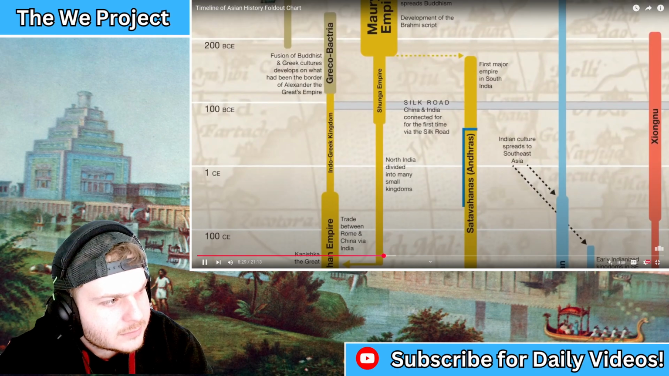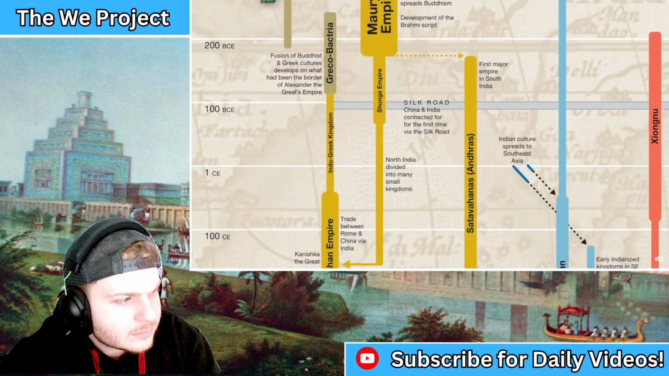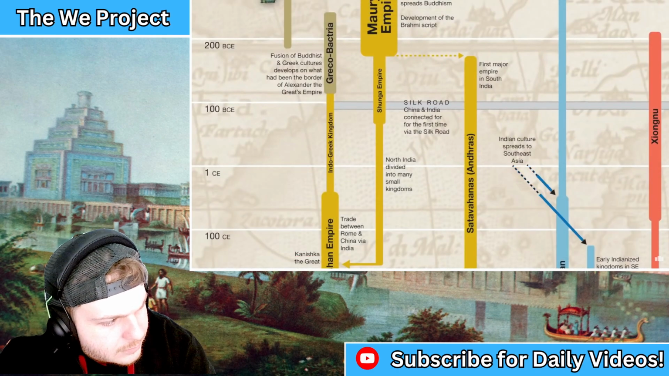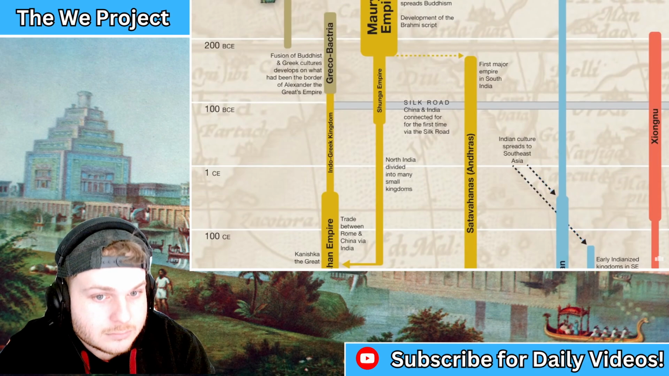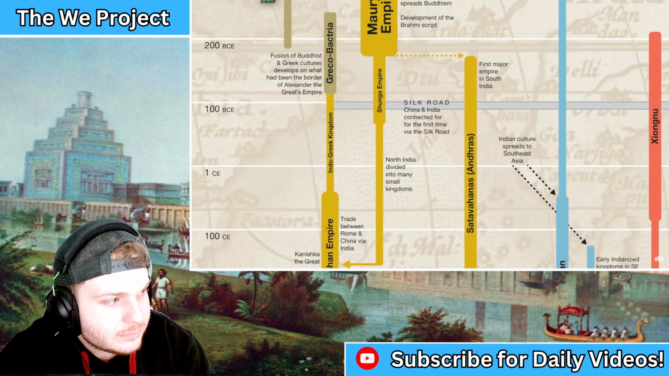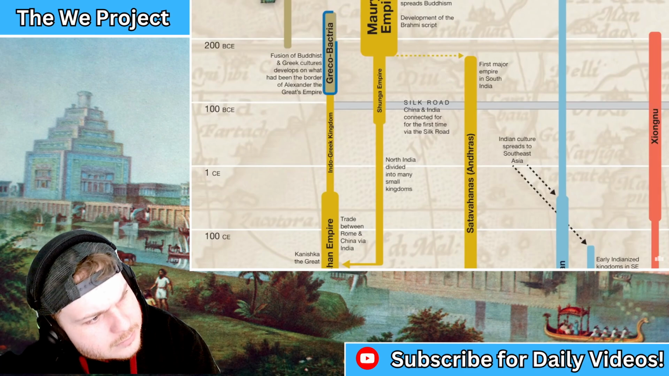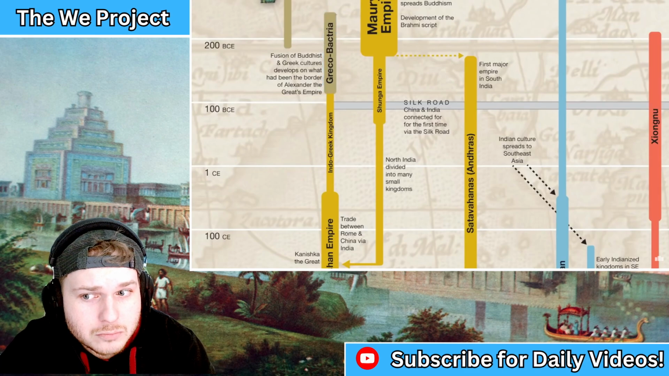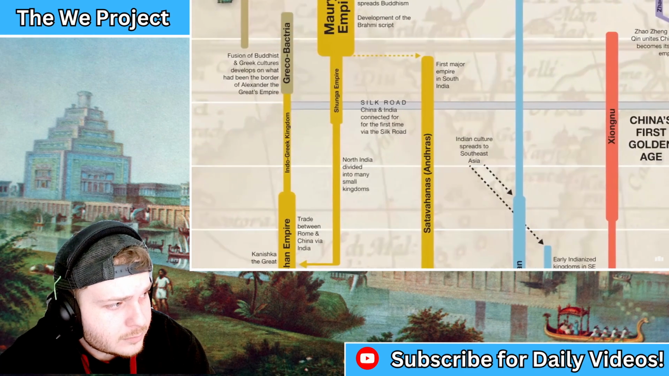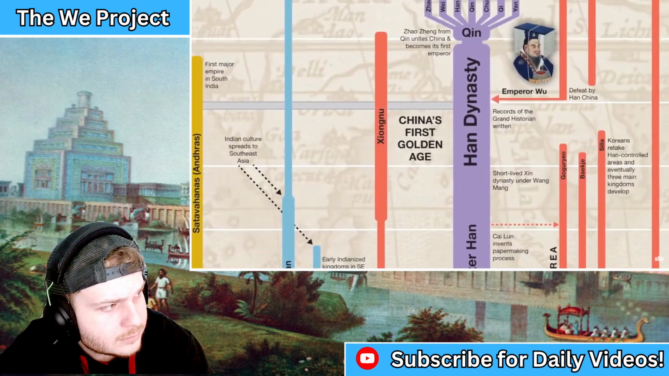It was around this time that Indian culture also started to spread to Southeast Asia, where several Indianized kingdoms started to pop up, and that a hybrid Indo-Greek culture emerged near what is today Pakistan. But at this point, let's go back to China, where it was experiencing its first golden age.